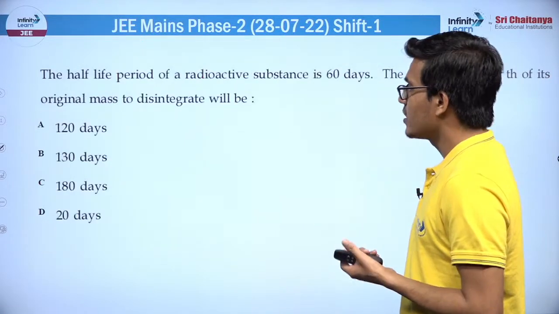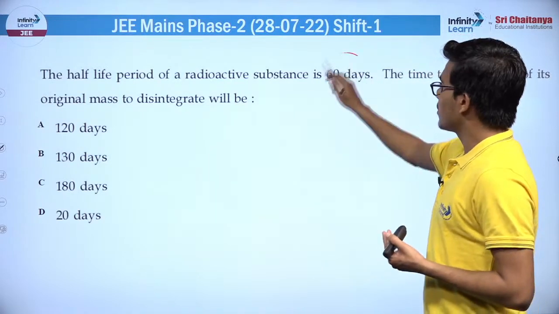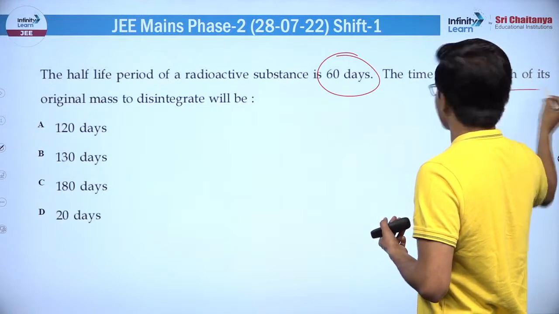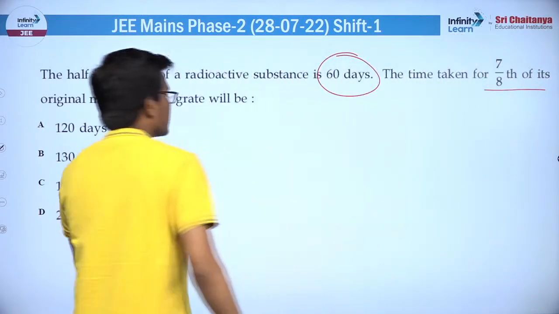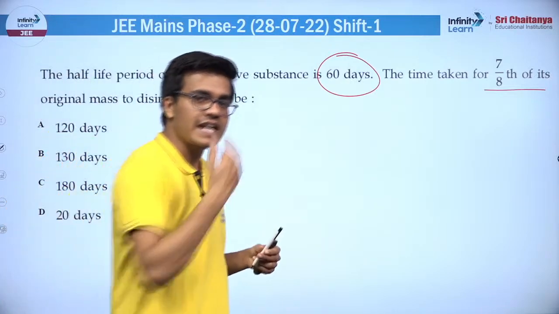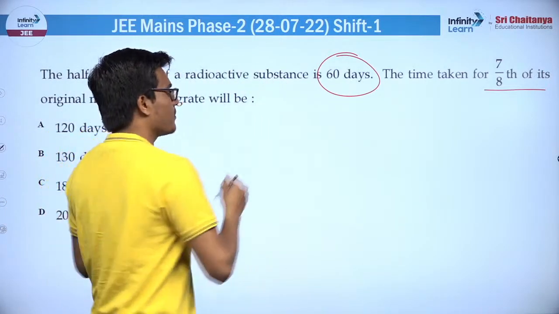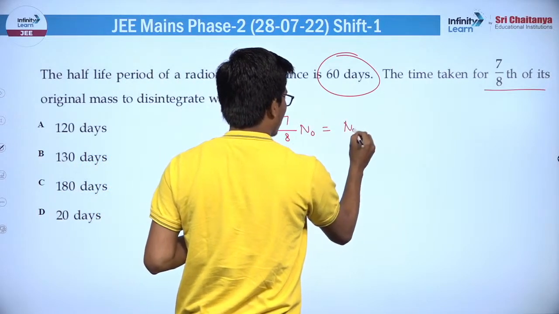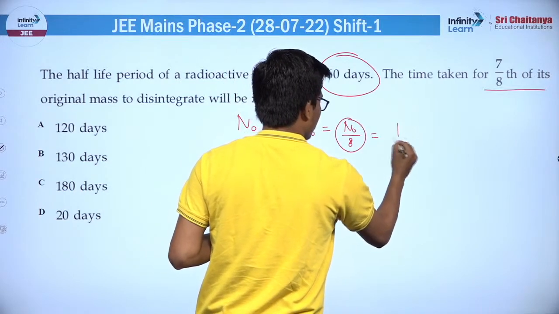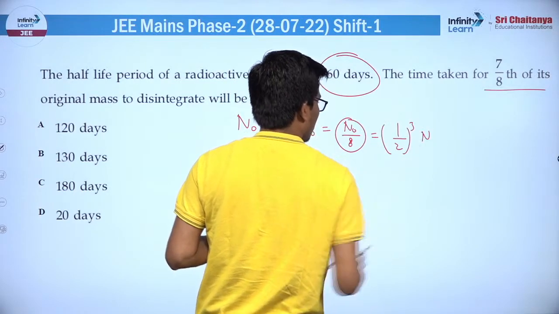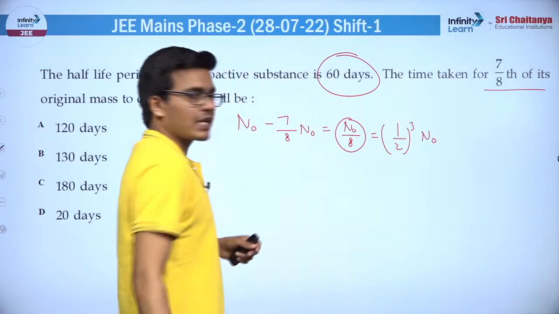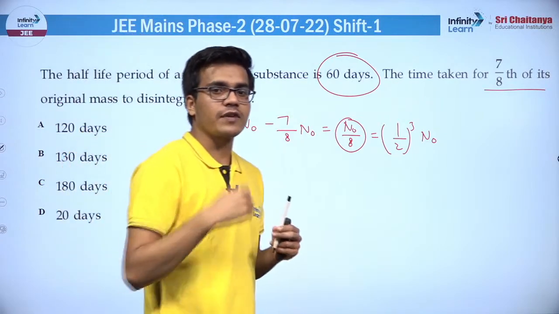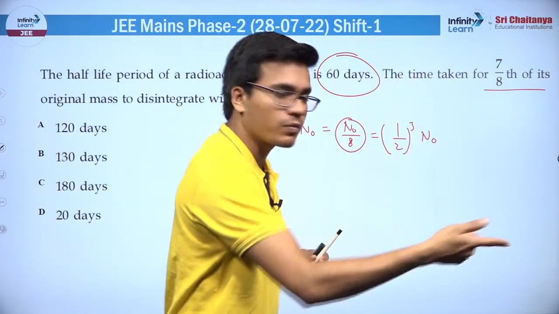Moving to the next question, the half-life of a radioactive substance is given to you. Time taken for 7 by 8 of its original mass to disintegrate will be? So if 7 by 8 is disintegrated, how much remains? Out of N0, 7 by 8 is disintegrated, so remaining will be N0 by 8. That is actually 1 by 2 to the power 3 into N0, right? So from this expression you can see that 3 half-lives have elapsed, because in one half-life N0 by 2, in the second N0 by 4, in the third N0 by 8.